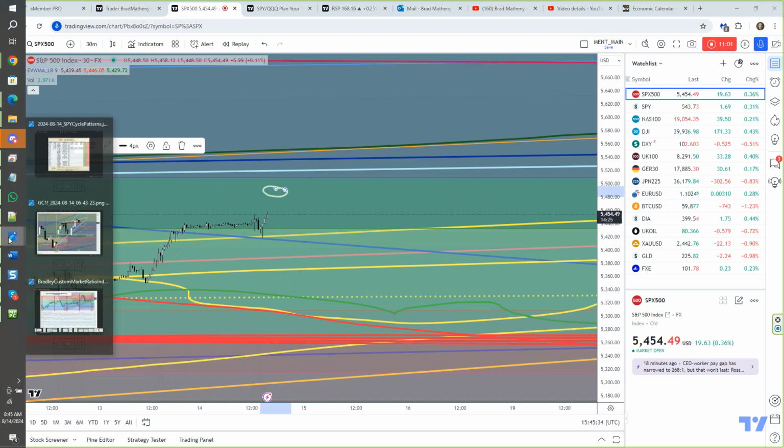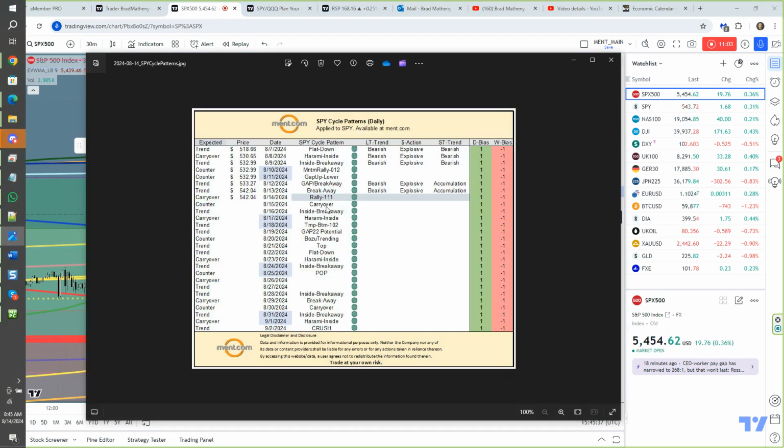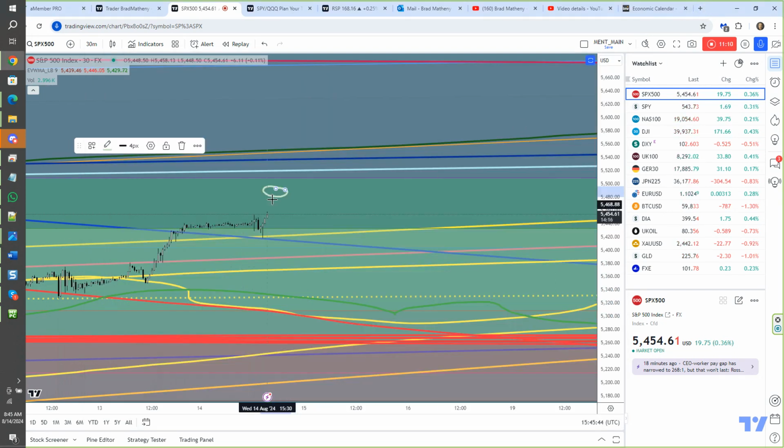Then we have a carryover, counter trending, inside breakaway, gap, Bozu top. So what we would have here is a moderate pullback potentially tomorrow, possibly back down into this area, maybe not so deep. Then a breakaway pattern, which would be over in this area, rallying. That would be Friday, maybe up into the 555, 552 area, a little higher.